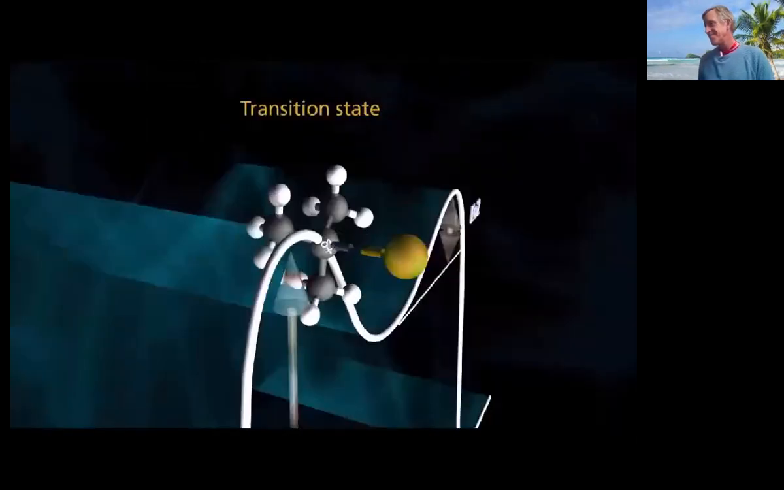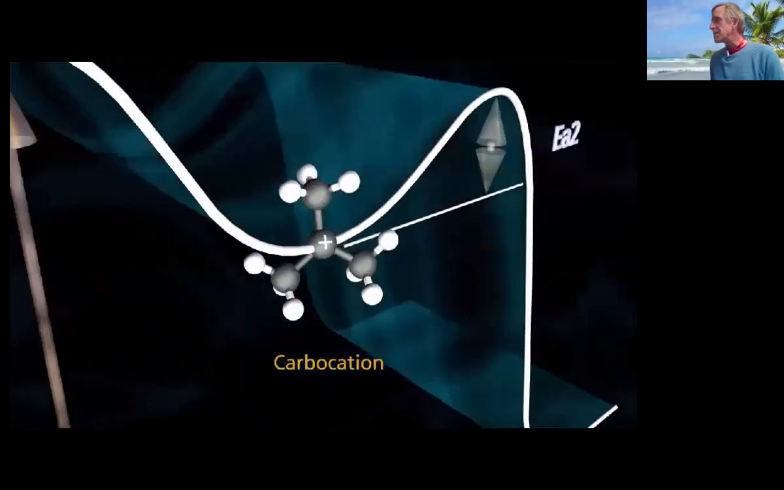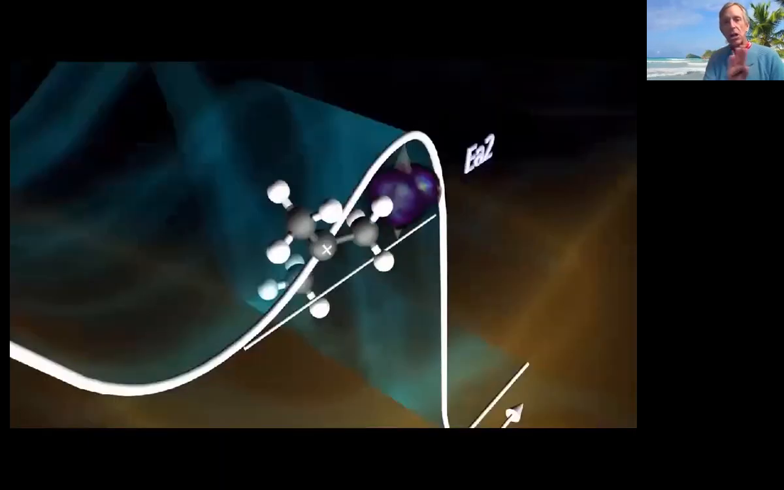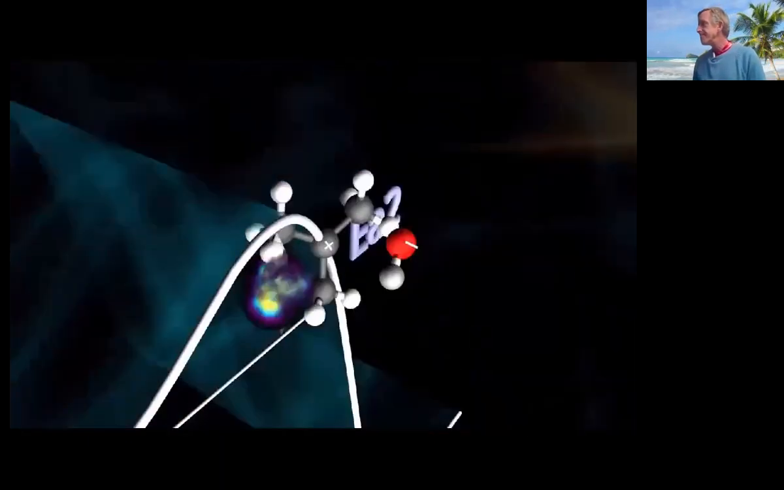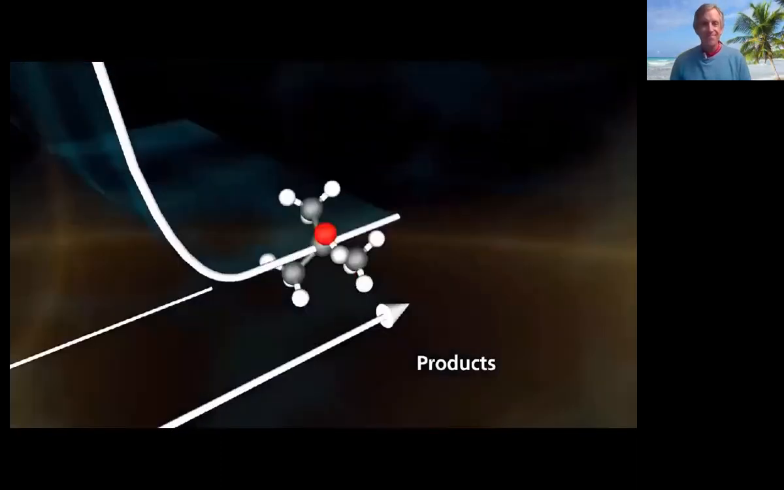Transition state, carbocation. Planar carbocation, when it's only 3 bonds. EA2. Flat. SN1 reactions.